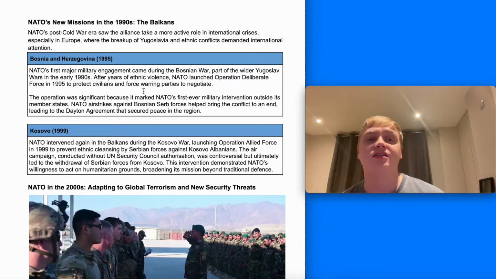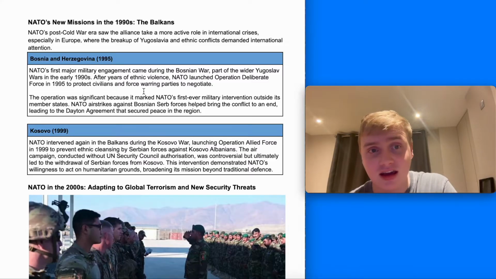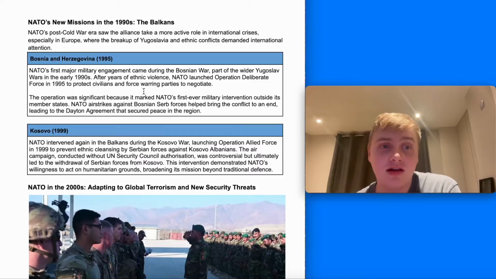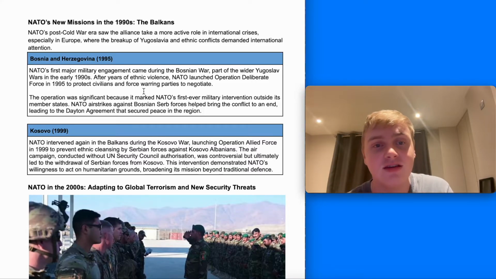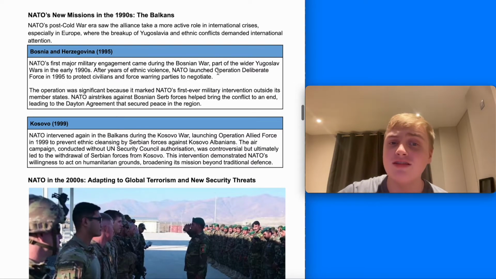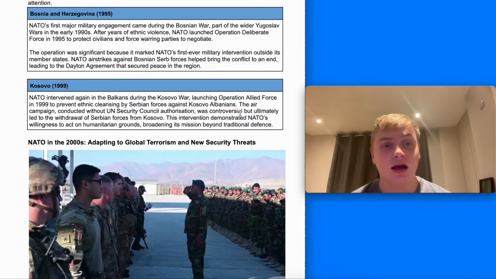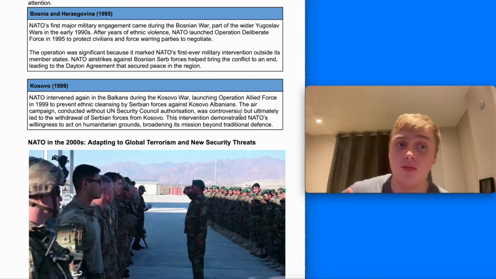Also, following the Cold War in the 1990s, it carried out new missions, particularly in the Balkans, where it sought to take a more active role in international crises. So its first major military engagement ever came during the Bosnian War, part of the wider Yugoslav wars in the early 1990s. And after years of ethnic violence, it launched Operation Deliberate Force in 1995 to protect civilians and force warring parties to negotiate. It's really significant because it was its first ever military intervention outside its member states, and airstrikes against Bosnian Serb forces helped to bring the conflict to an end and secure peace in the region.